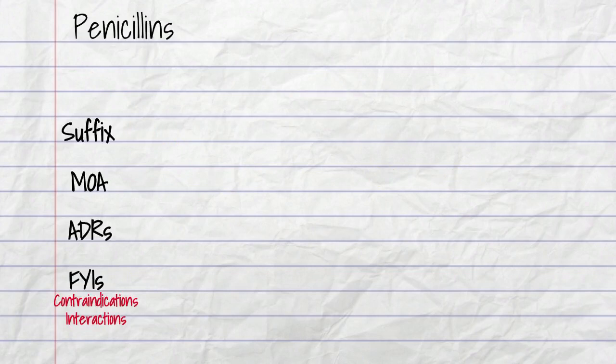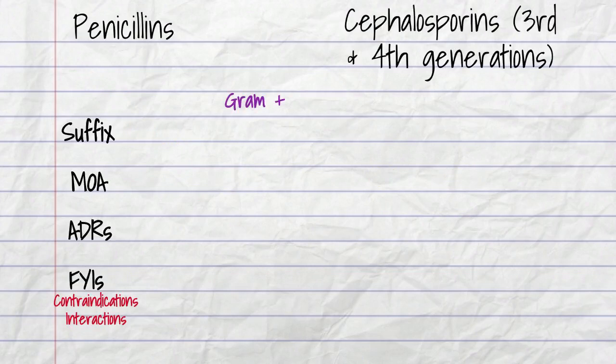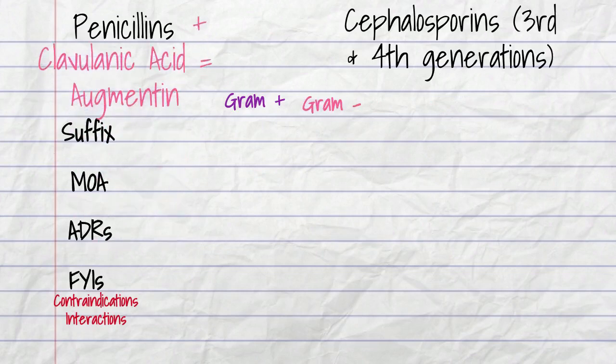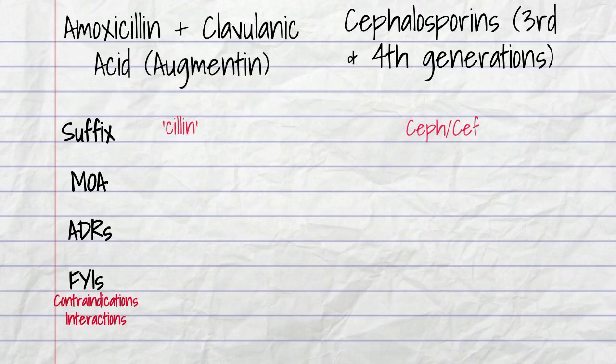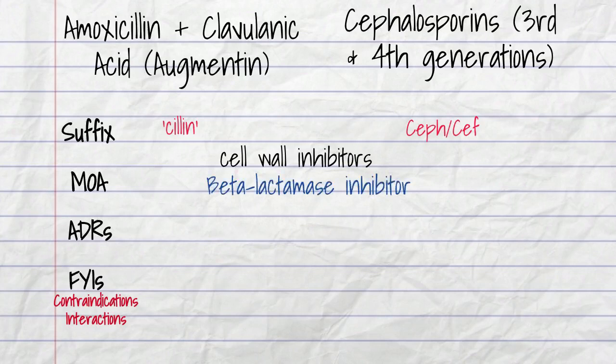Penicillins and third and fourth generation cephalosporins are not only used for gram-positive bacteria, but sometimes gram-negative too. Most gram-negative bacteria are resistant to penicillin, so clavulanic acid is added. The suffix to look for is -cillin, and prefix for cephalosporins is CEPH or CEF. Both antibiotics work by inhibiting bacterial cell wall formation. Clavulanic acid inhibits bacterial production of an enzyme called beta-lactamase. Beta-lactamase deactivates penicillin from working, but adding clavulanic acid prevents that from occurring.